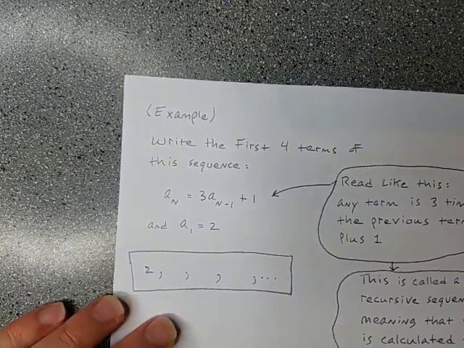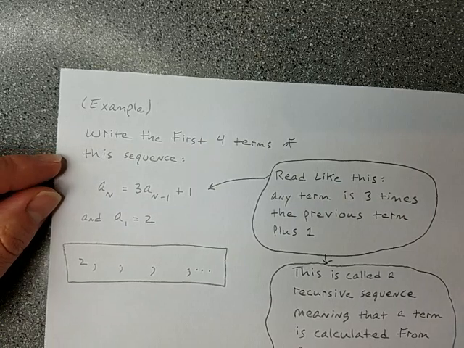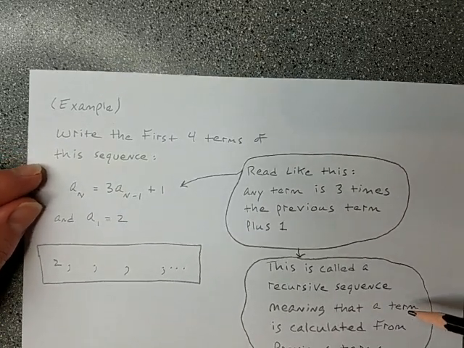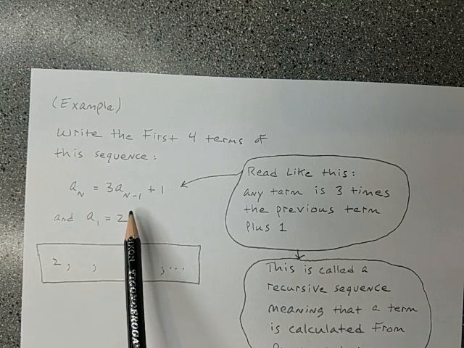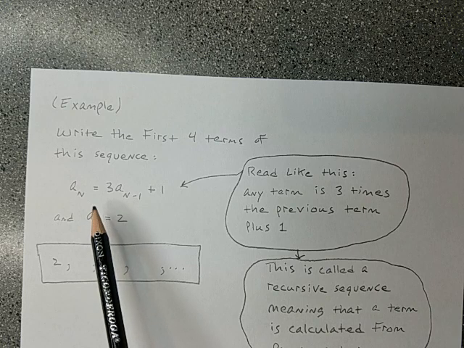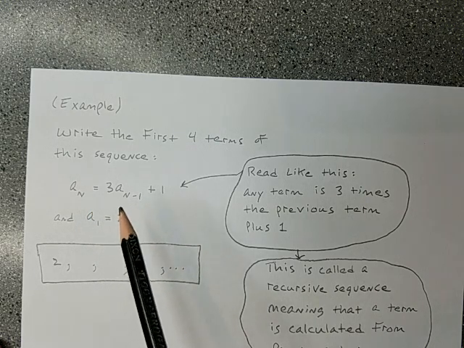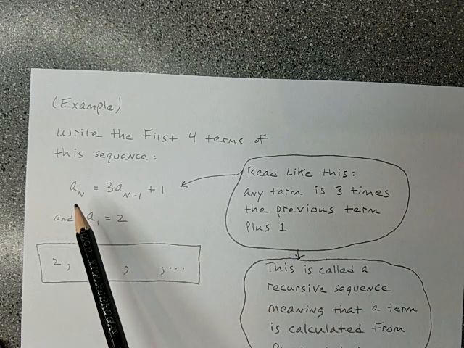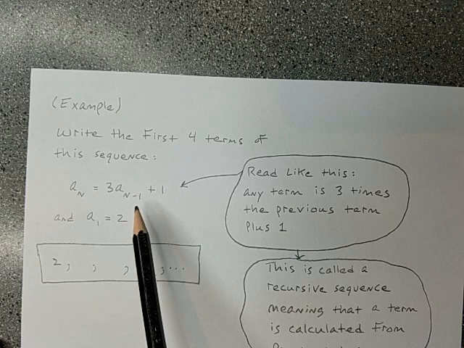What about one like this? Okay? This is called a recursive sequence. And the reason why is that if I think about what that says, it defines terms from the ones that came before. All right? So we can read it like this. It says a sub n is 3 times a sub n minus 1 plus 1.